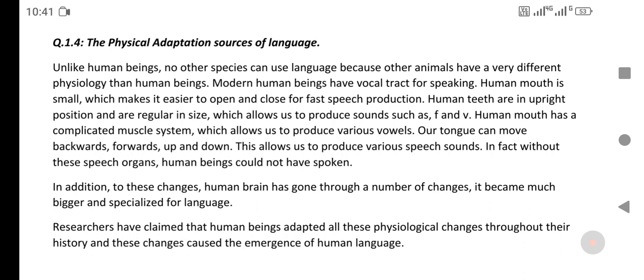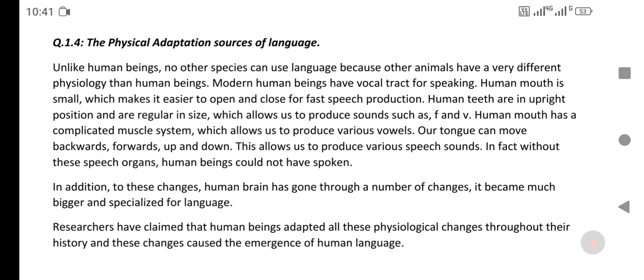Modern human beings have a vocal tract for speaking. The human mouth is small, which makes it easier to open and close for fast speech production. Human teeth are in an upright position and are regular in size, which allows us to produce sounds such as the F sound and the V sound.